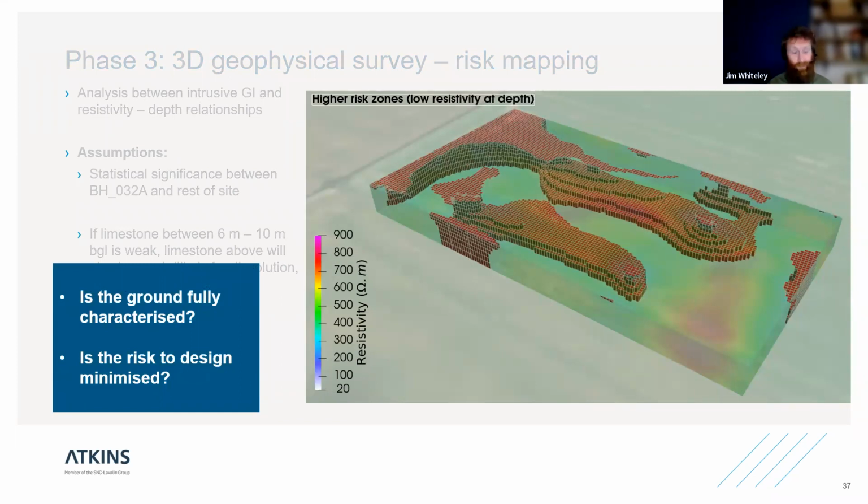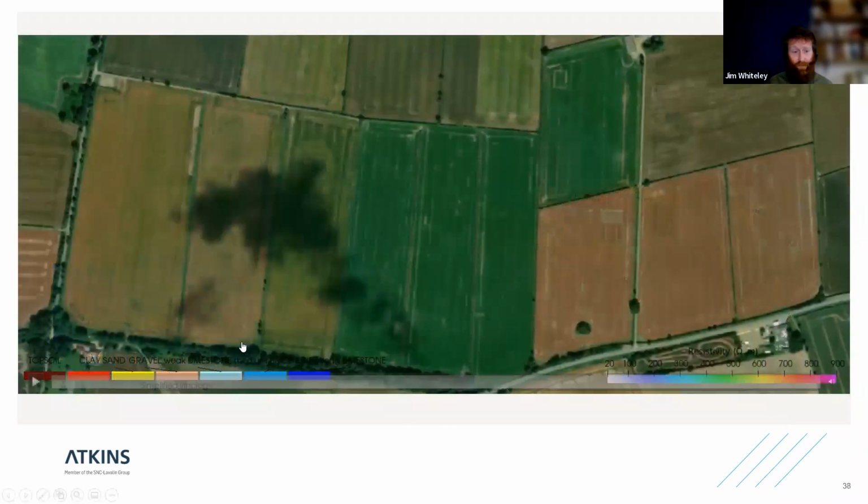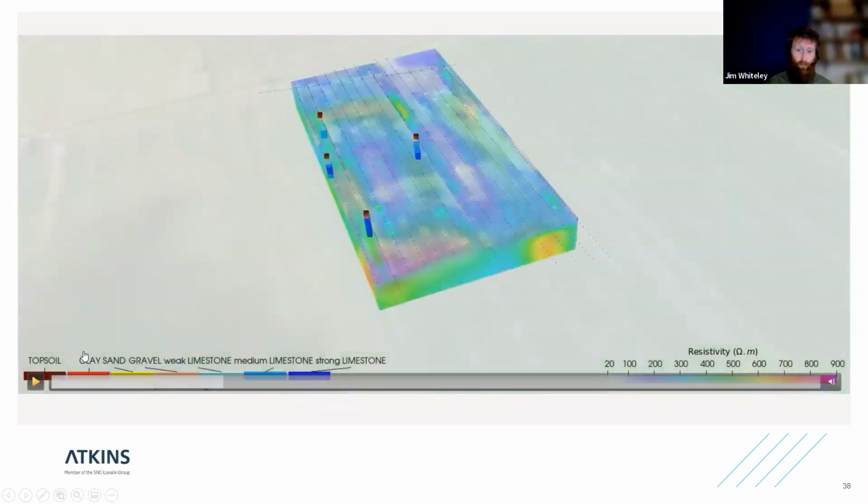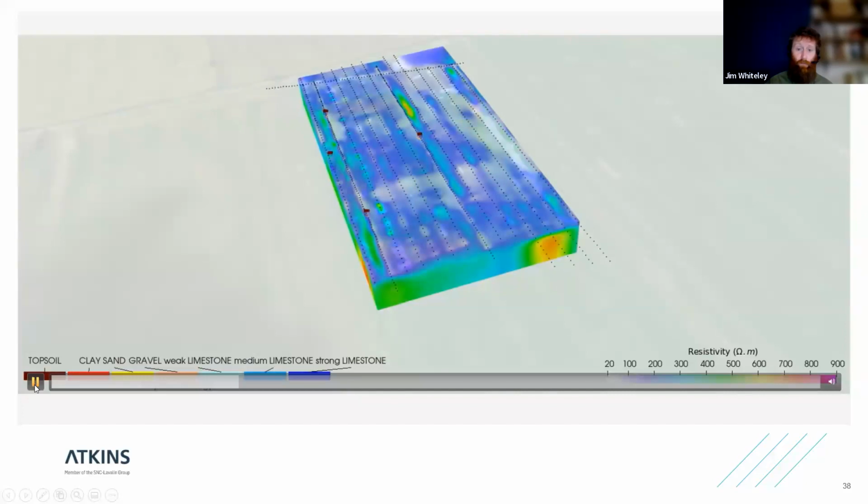So at this point, we presented the client with this, and actually they said, well, no, we need to go back and drill some more. So I'll show this video because this sums up quite neatly what we're able to do with the data. So zooming into our site here, we've got the 4 boreholes that were initially drilled. Again, these all show areas of increasingly strong limestone to the south, and then just dropped over the top of this is our 3-dimensional model.